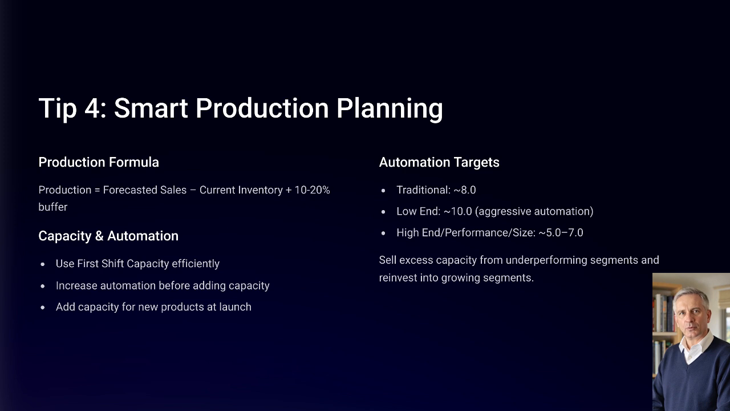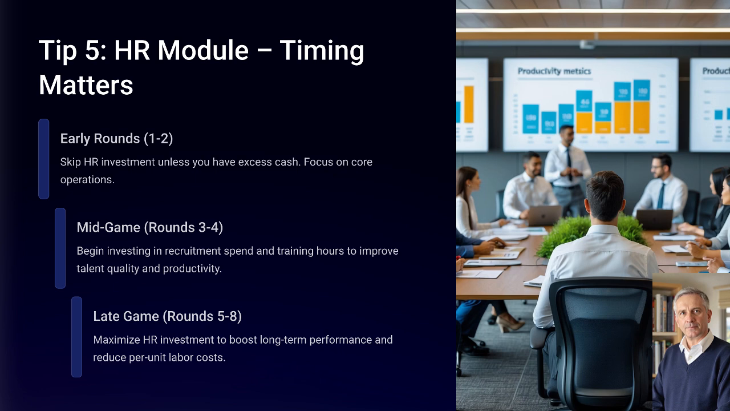Add capacity for new products as you launch them in R1, R2, R3. Rule of thumb for automation: Traditional 8.0. Low end 10.0, automate aggressively to reduce cost. High end, Performance, and Size 5.0 to 7.0. Avoid over-automation to keep flexibility. Sell excess capacity from underperforming segments and reinvest into new, growing segments.